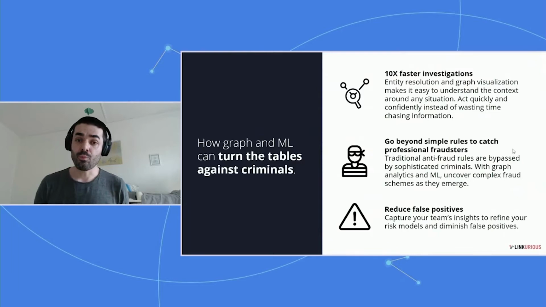Secondly, with graph and machine learning, you can set up analytics that are going to be smarter than simple thresholds, and that will catch not just the criminals that are not super sophisticated, but also the professional criminals, which can drive a lot of damage. And finally, machine learning can help reduce false positives by turning human insights into an asset for models.